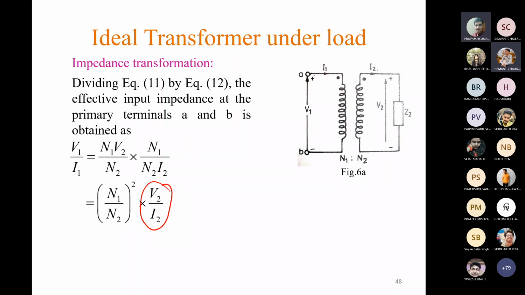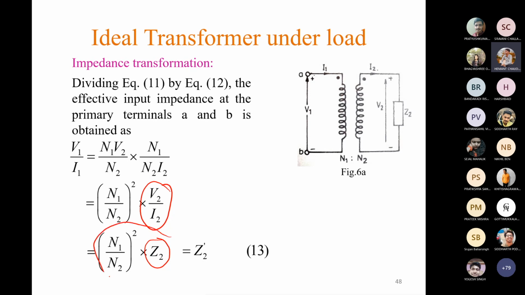Z2. And N1 by N2, this is called the turns ratio. So turns ratio squared into Z2. We can write N1 by N2 whole square into Z2, which is equal to Z2 dashed. See, Z2 is the impedance value and you are multiplying it by some constant, which means the effect remains the same. As a whole we can say it is some impedance, isn't it? If you multiply 2 ohm by 4, you obviously will get 8 ohm, isn't it?